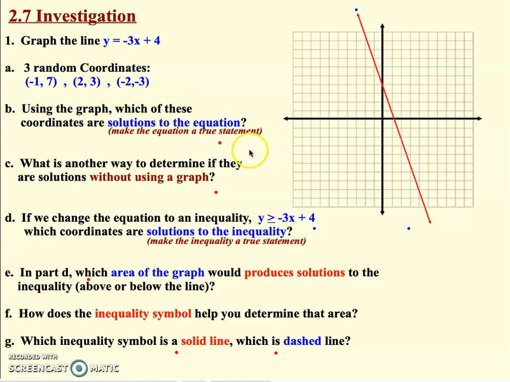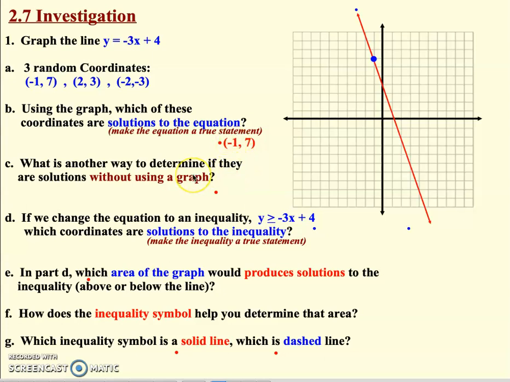Now, to be a solution to the equation, like it says here, we'd have to make the equation true, or just visually, it would have to be on the line. A point would have to actually sit right on the line. As I scan through the different coordinates here, I can see that negative 1, 7 is definitely on the line. But the others, negative 2, negative 3, just by visualizing, no, and 2, 3, no. So this is the only one that sits on the line. That makes it a solution.